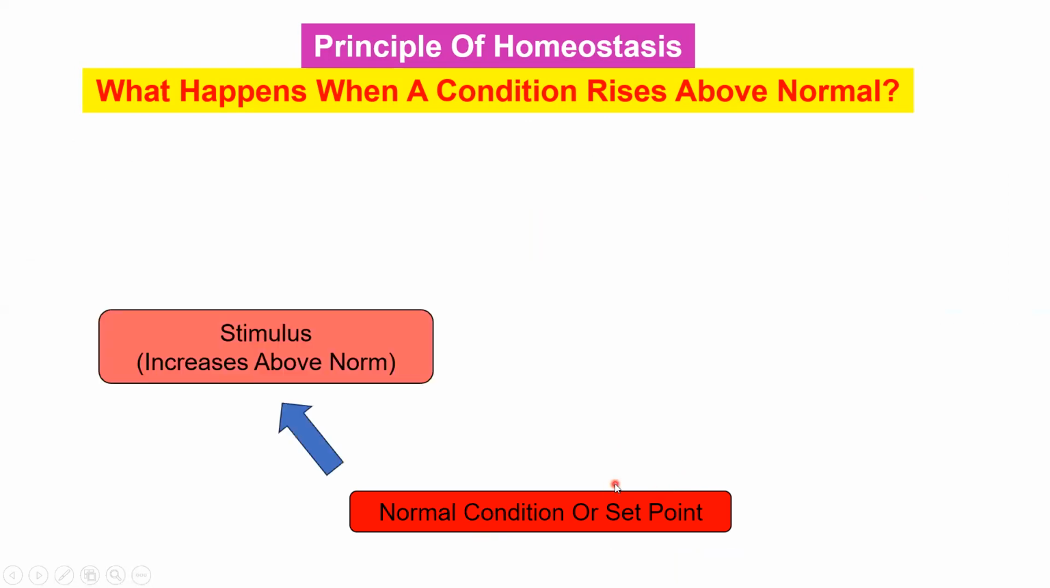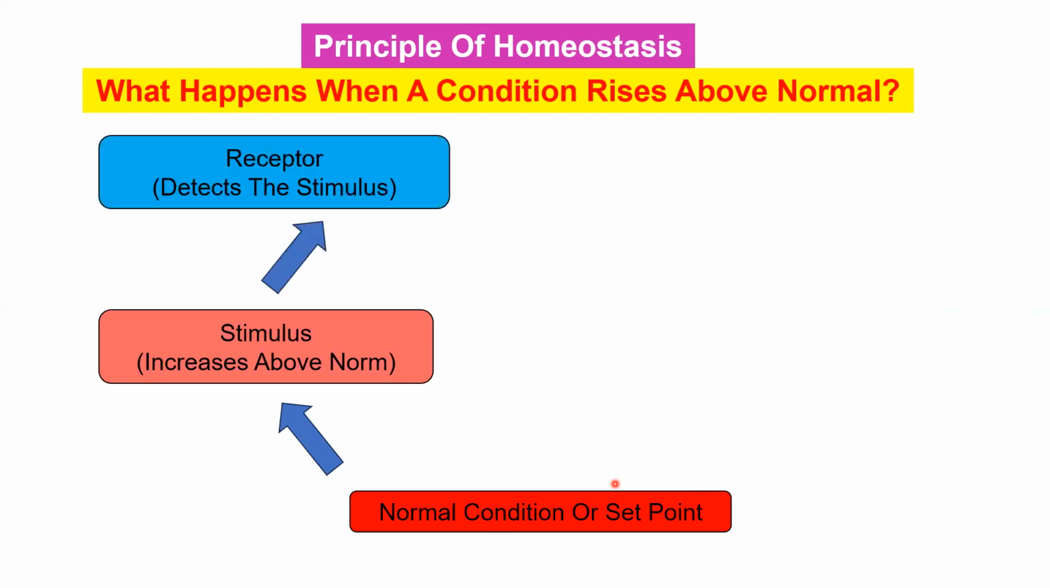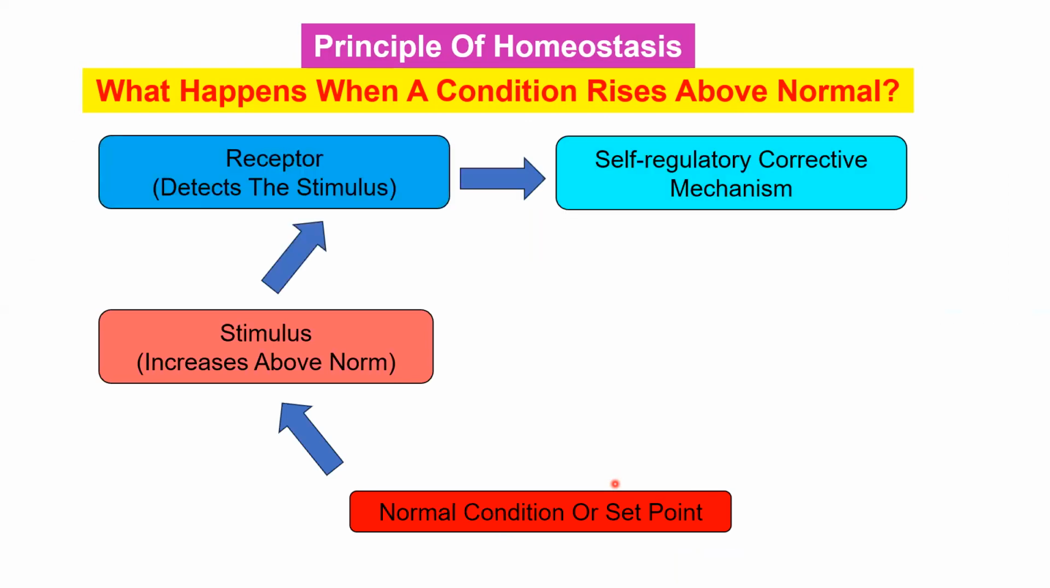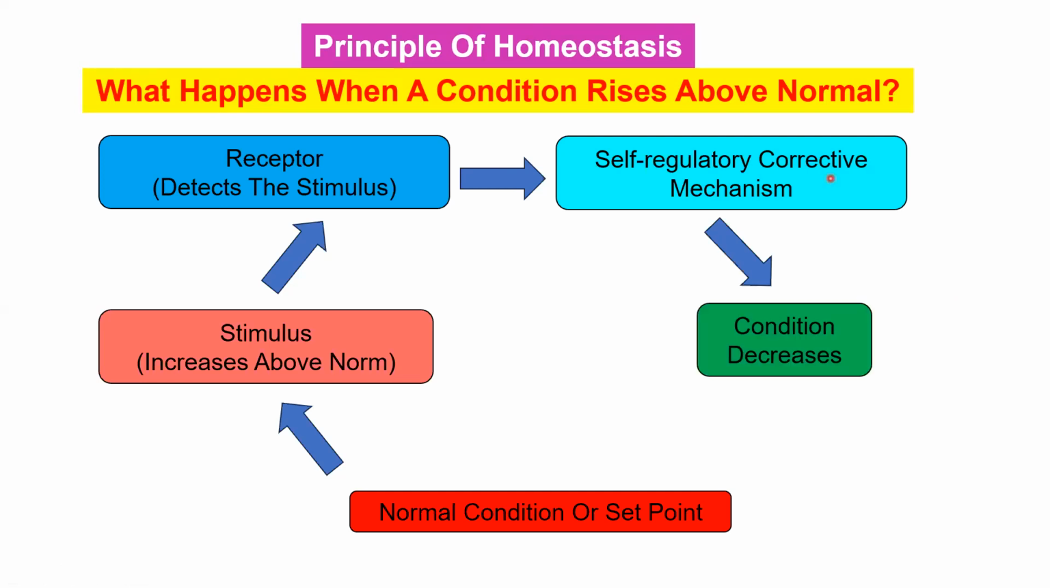Okay, if the stimulus is responsible for changing it above the normal level, what will happen? The receptor will detect that change and the self-regulatory corrective mechanism will be initiated. And then what will happen? The condition will be decreased towards the normal or the set point, not beyond that. When the condition has decreased, meaning it has reached the set point, negative feedback is sent to the receptor to stop producing the corrective mechanism.